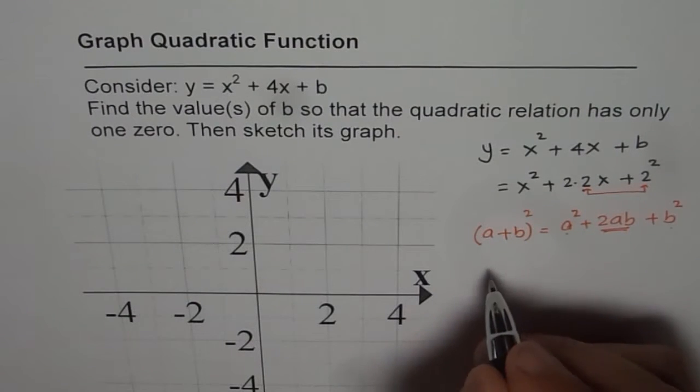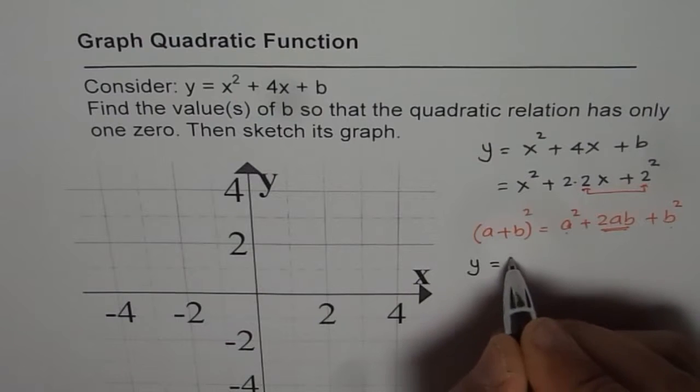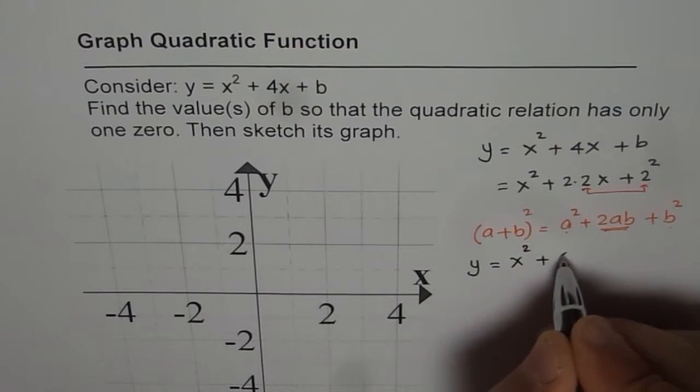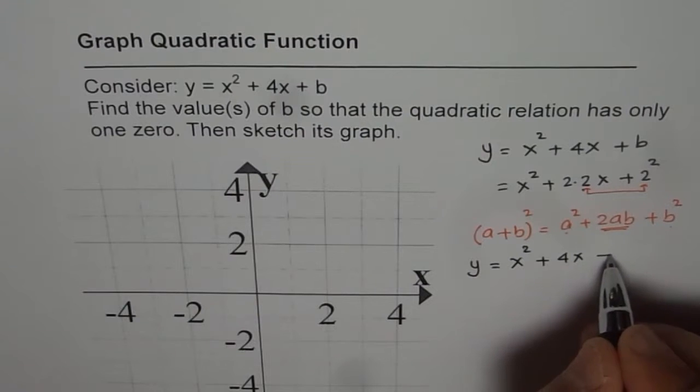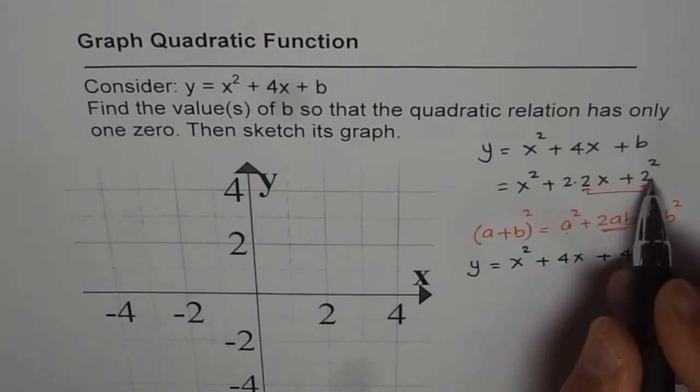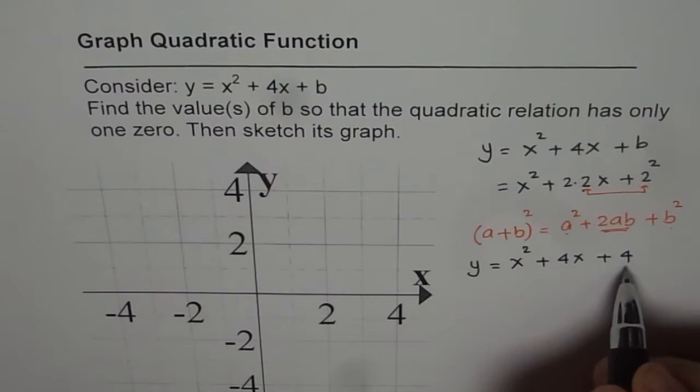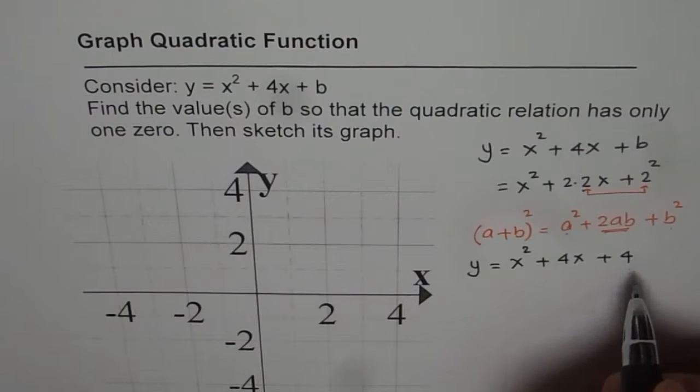Now we can write this as y equals x squared plus 4x. Now if I use b as any number, I'm always going to get a positive number here. So it will be a positive 4, right? 2 square will be 4. So that is the value, and in this case b has only one value, no other value. So there is just one answer.